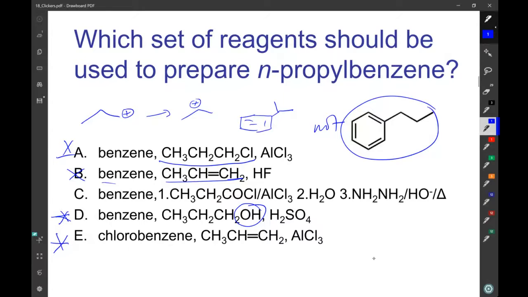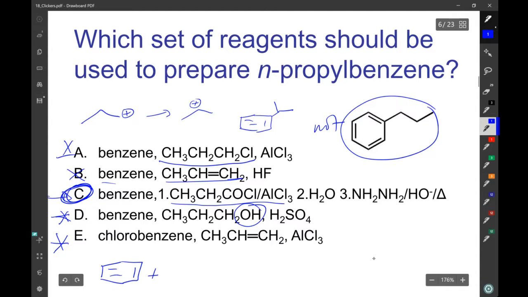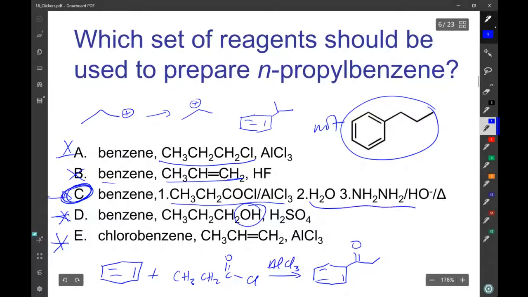So the only correct answer here will be C. C will be my correct answer. C here means that you have a benzene ring, and then you react it with this acyl chloride. That acyl chloride is CH3, CH2, carbon double bond oxygen, chlorine, in the presence of aluminum chloride. When you react that, you will form this product. But then the second set of reagents, these guys here, remember what this is, okay?